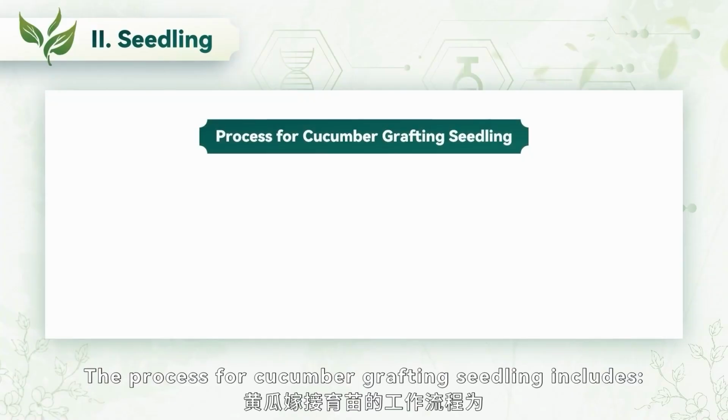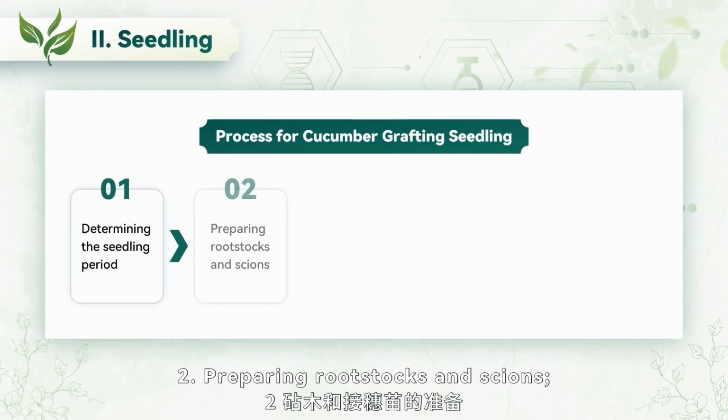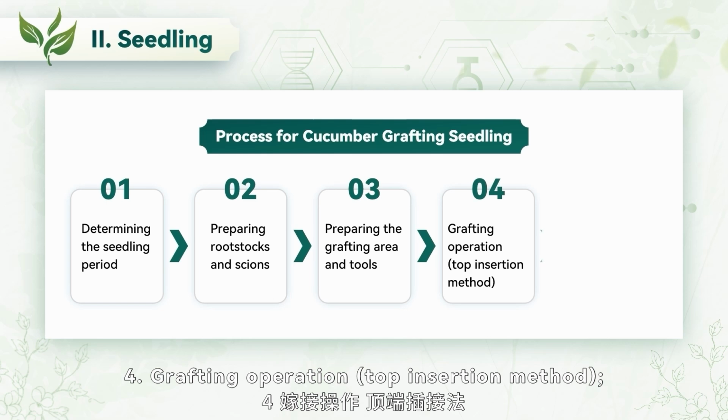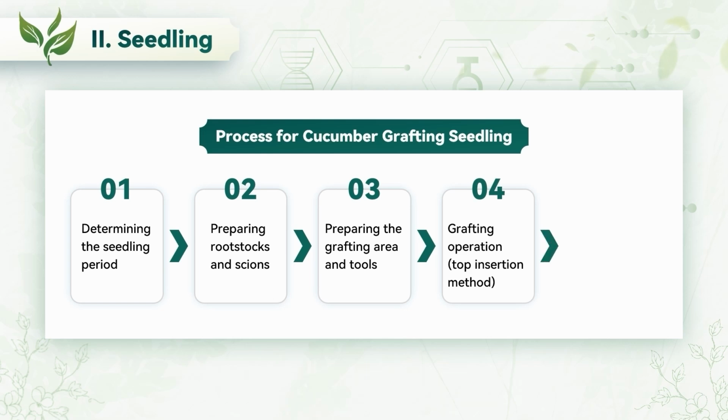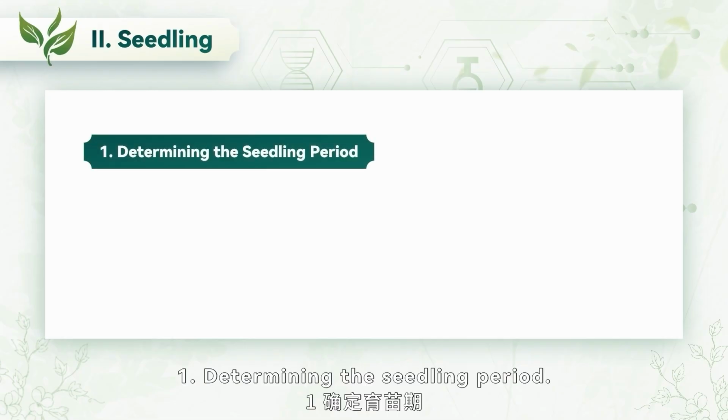The process for cucumber grafting seedling includes: 1. Determining the seedling period. 2. Preparing rootstocks and scions. 3. Preparing the grafting area and tools. 4. Grafting operation, top insertion method. 5. Post-grafting management.